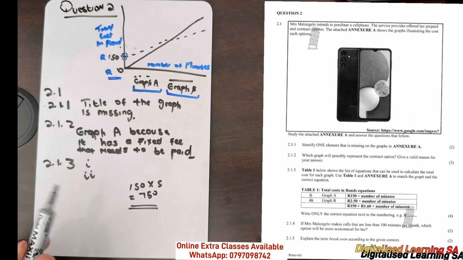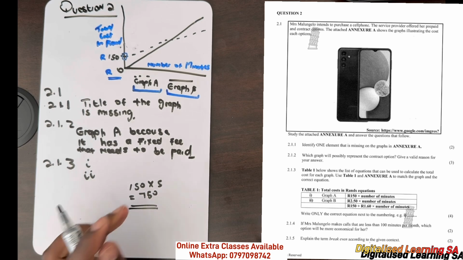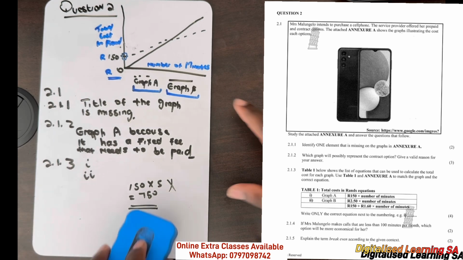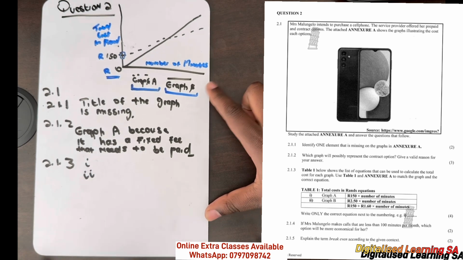So we can see that this doesn't make sense. A person can't use 5 minutes and then have to pay 750. Okay, so we can see that this option is not correct. But if we look at our third option, remember with graph A, there is a fixed 150 that needs to be paid, meaning that our equation needs to have the 150.